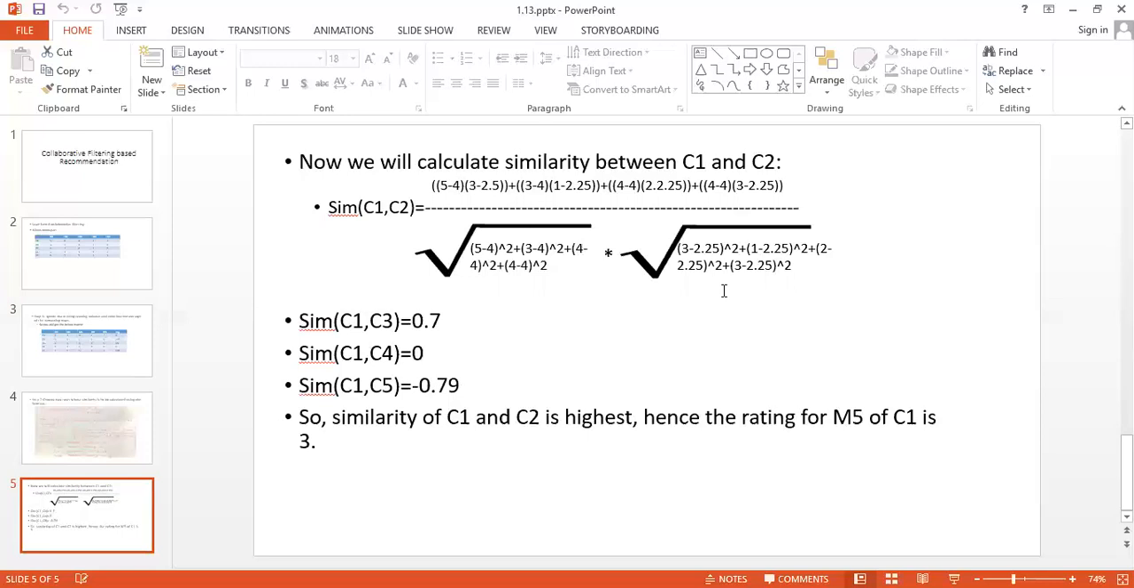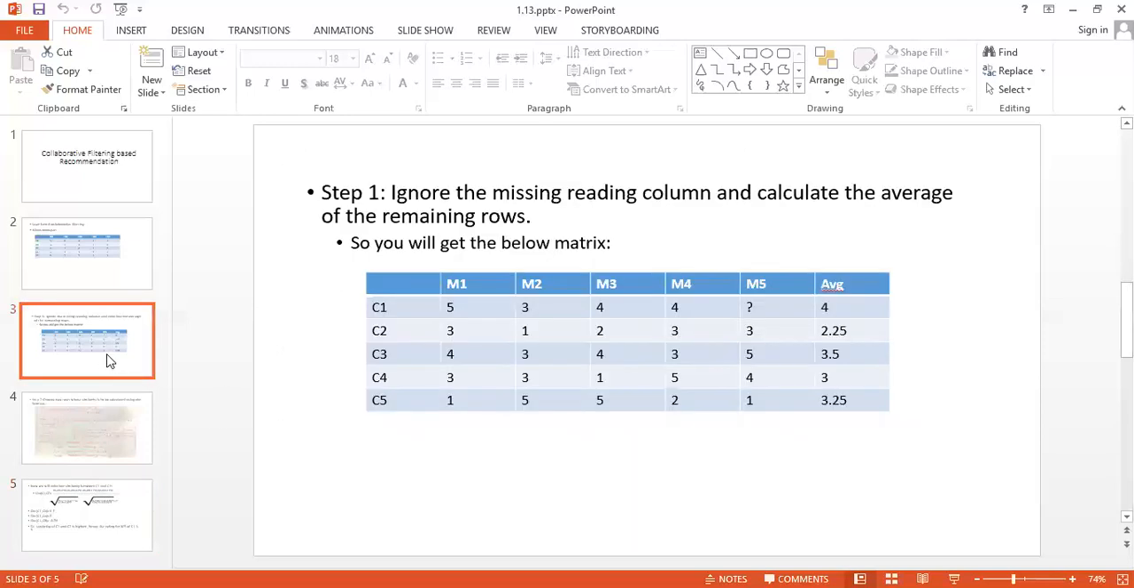Because what happened? We have calculated the similarity, and the similarity should be high, meaning there should be more similarity between the customers. C1 and C2 have more similarity, so we will consider that whatever rating C2 has given to M5 will be the rating C1 gives to M5. Now check what rating C2 has given to M5. C2 has given rating 3 to M5. That's why we consider that C1 is also giving a rating of 3 to M5.